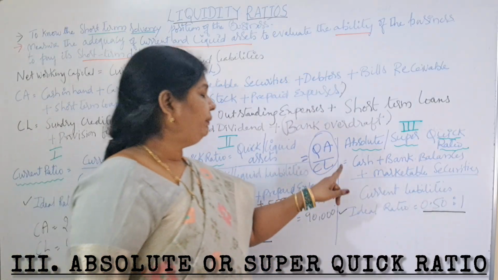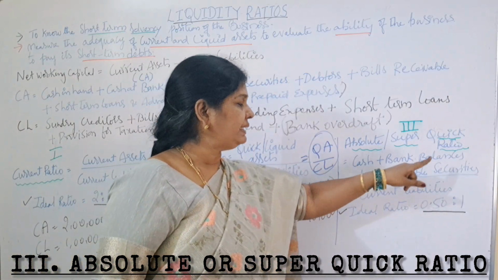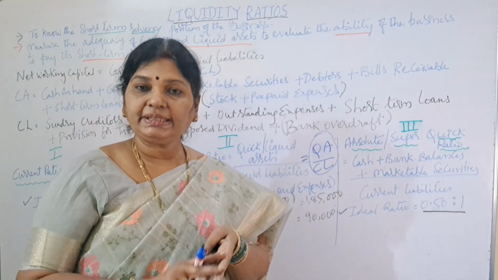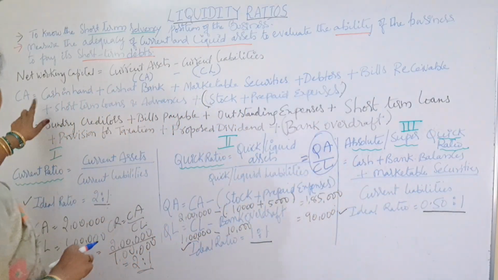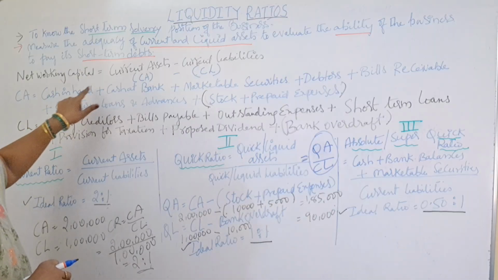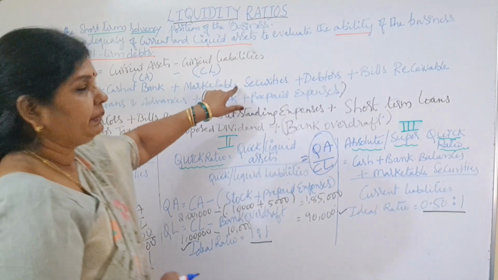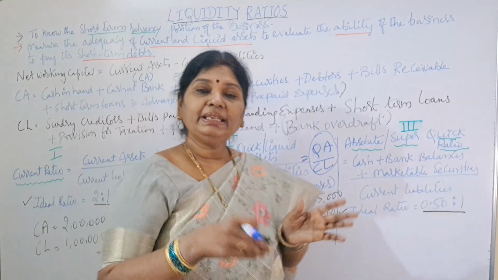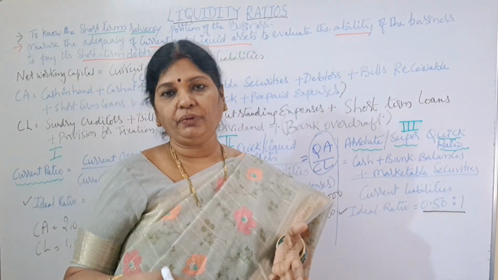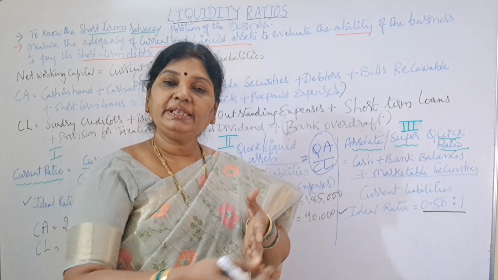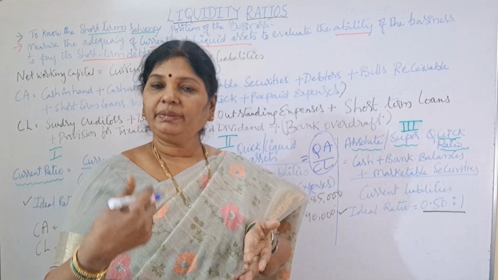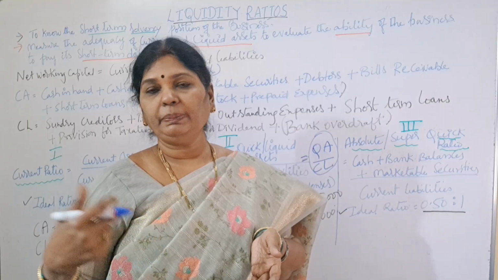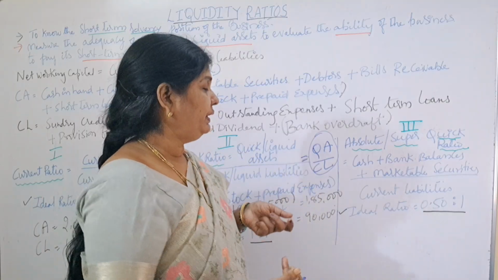Now coming to the third one, absolute quick ratio or super quick ratio. So what is the formula? Cash plus bank balances plus marketable securities. We will take only these three out of our total current assets: cash in hand, cash at bank and marketable securities. We take only these three because cash is what is with us in liquid form, right? And bank balance we can easily withdraw from our bank, either by using a cheque or through PhonePe, Google Pay, whatever it is, right? We can transfer immediately, right?